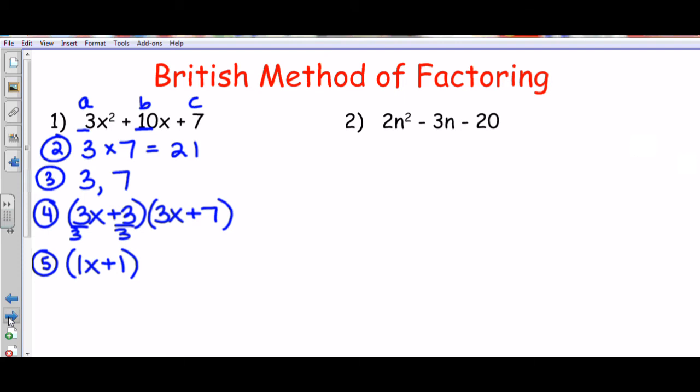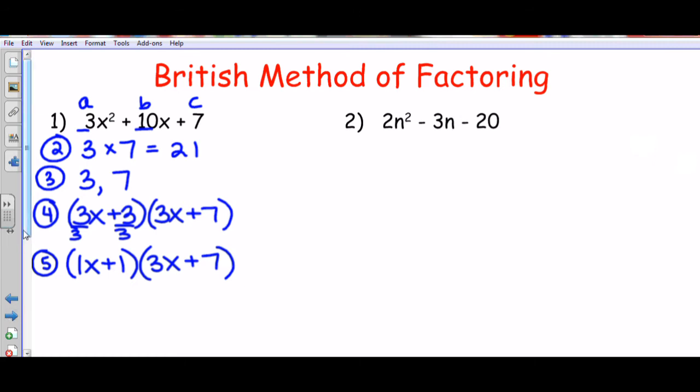So 3x plus 3 simplified down to x plus 1. If I look at 3x plus 7, 3 and 7 have nothing in common, so I'm just going to bring down that last set of parentheses. So that's our final answer. So 3x squared plus 10x plus 7 factors down to give us x plus 1 and 3x plus 7.